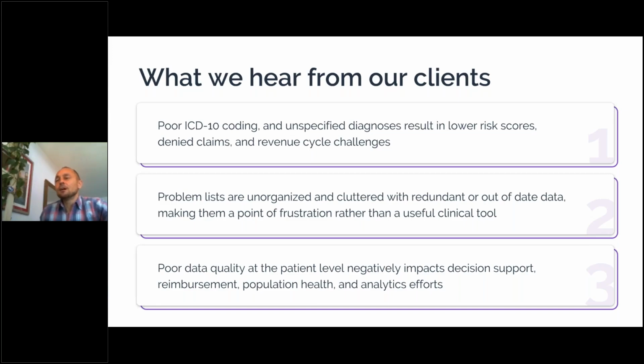Thanks, Nicole. As we've spoken with our clients over the last few years about the challenges in their problem and diagnosis space, we consistently hear 3 main themes. The first is their ICD-10 coding at the point of care is insufficiently specific or complete, and that leads to low Medicare Advantage risk scores, denied claims, and other rev cycle inefficiencies. Limited native functionality makes problem lists cumbersome. As a result, they're often ignored or neglected, which leads to an accumulation of out-of-date or redundant data, which further degrades its value as a clinical tool.